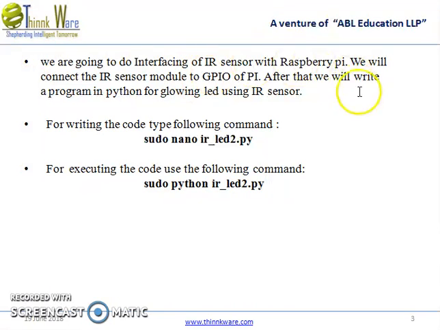We are going to do interfacing of an infrared sensor with Raspberry Pi. We will connect the infrared sensor module to GPIO of Pi. After that, we will write a program in Python for glowing an LED using the IR sensor. For writing the code, type the following command, and for executing the code, use this command.